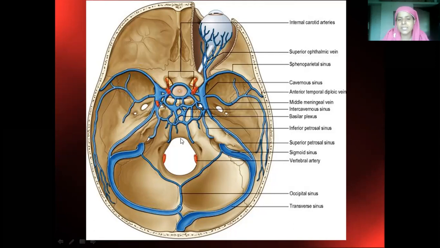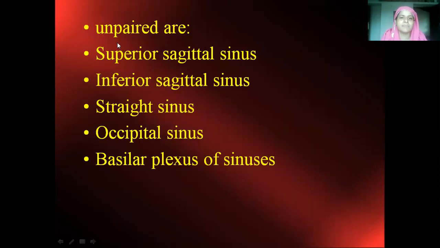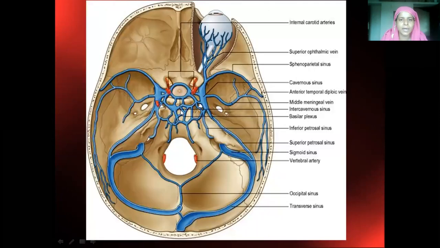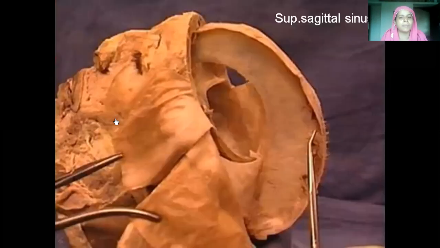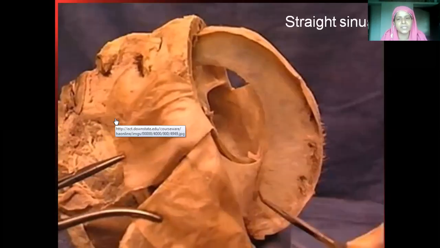There are certain sinuses which are only 1 in number. If you see in the midline, occipital sinus is only 1 in number. Like that we have a few sinuses which are only 1 in number: superior sagittal sinus, inferior sagittal sinus, straight sinus, occipital sinus, basilar plexus of veins. I can show you two here. This is basilar plexus of veins and this is occipital sinus. They are only 1 in number, hence they are unpaired. I'll show the superior and inferior sagittal sinuses in another picture as well.